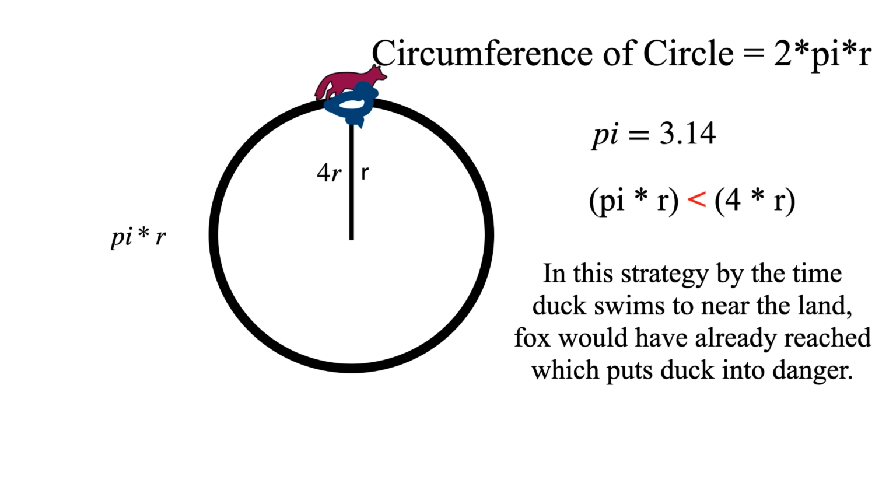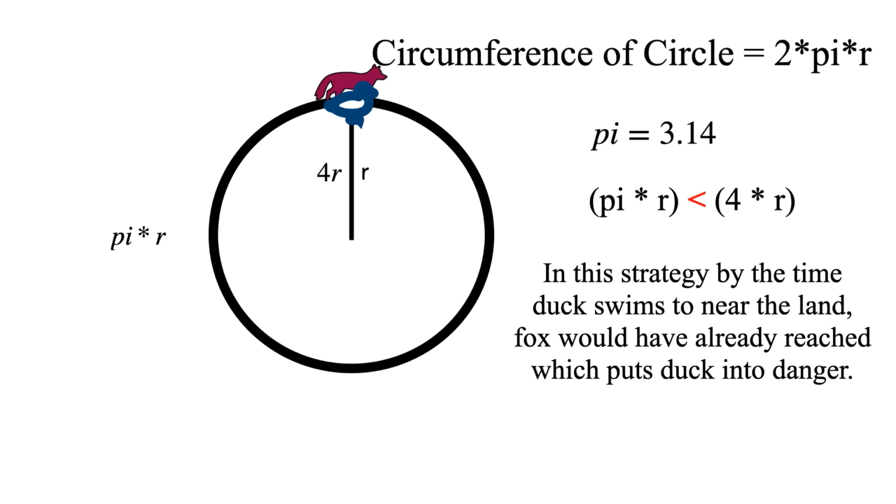This is the distance which should be covered by the fox, whereas 4 into r is the distance to be covered by the duck. But as we know, since the value of pi is 3.14, pi r is less than 4 into r. Hence, in this strategy, by the time the duck swims near the land, the fox would have already reached, which puts the duck in danger.